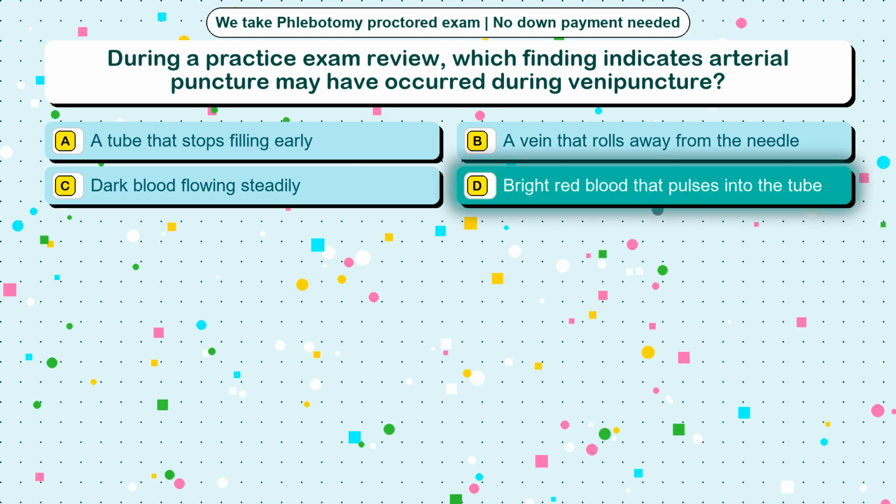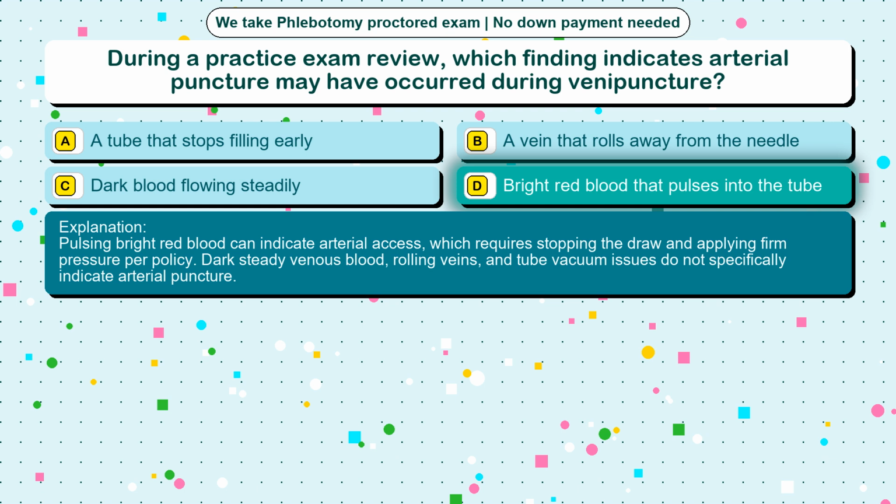The correct answer is option D. Bright red blood that pulses into the tube. Pulsing bright red blood can indicate arterial access, which requires stopping the draw and applying firm pressure per policy. Dark steady venous blood, rolling veins, and tube vacuum issues do not specifically indicate arterial puncture.